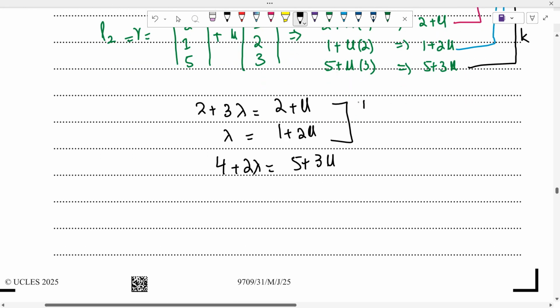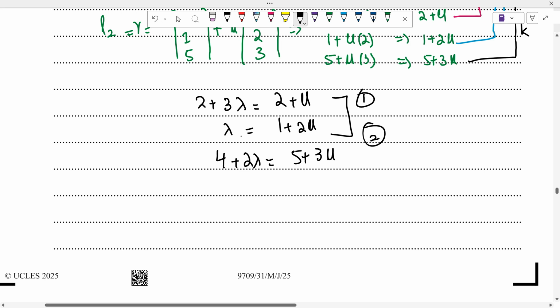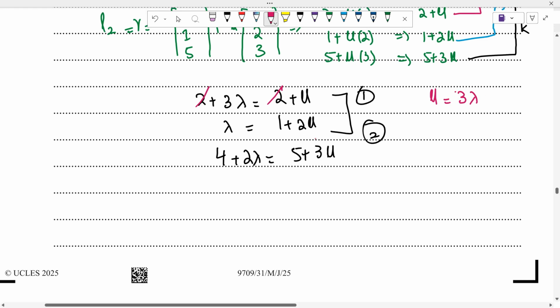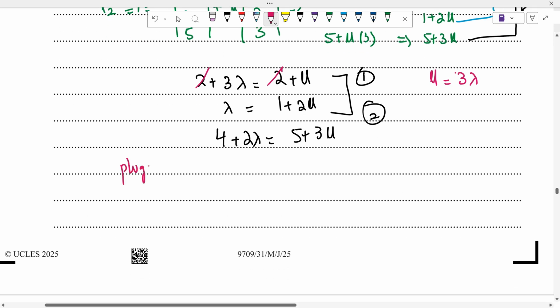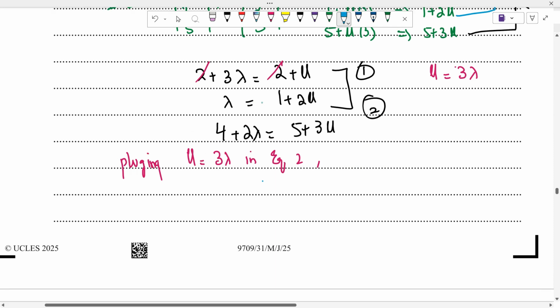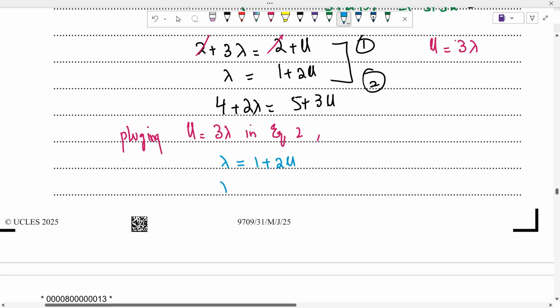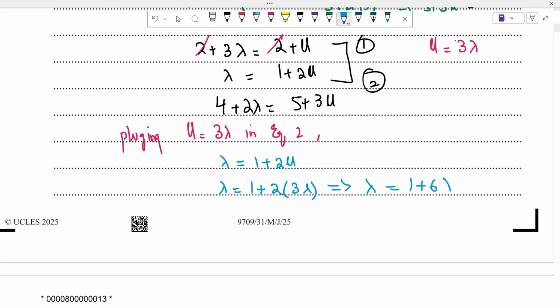First compare equation 1 and equation 2 simultaneously. From equation 1, the 2 will cancel out and we will have mu is equal to 3 lambda. Plug this mu value into equation 2. Equation 2 is lambda is equal to 1 plus 2 mu, plugging in mu equal to 3 lambda. So lambda is equal to 1 plus 2 times 3 lambda, which is lambda is equal to 1 plus 6 lambda.